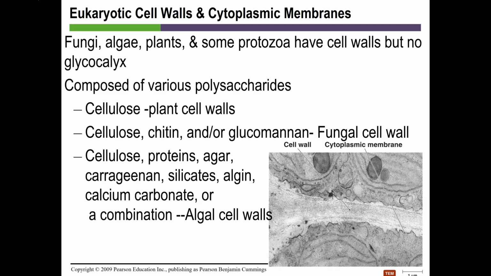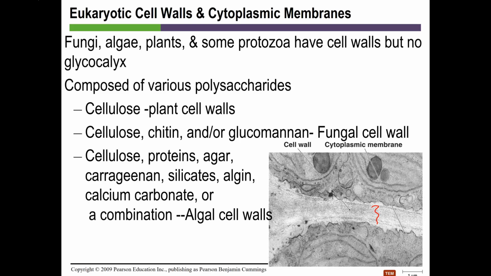This electron micrograph is showing a cell wall that's bordering between two cells. The cytoplasmic membrane is the ruffled, darker structures. Then we have cell wall in between.